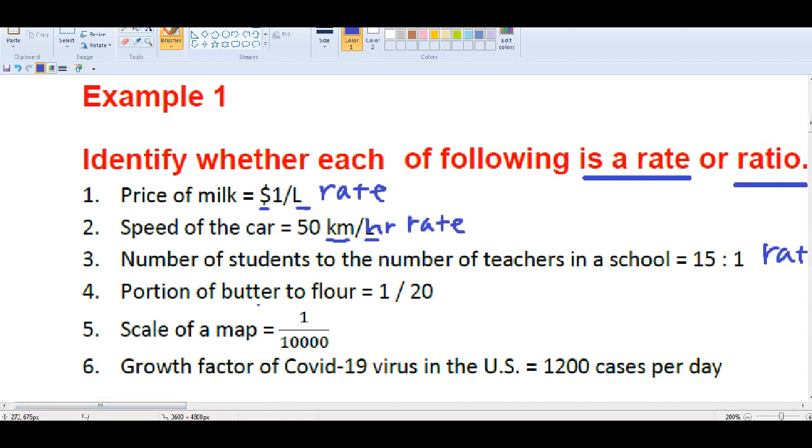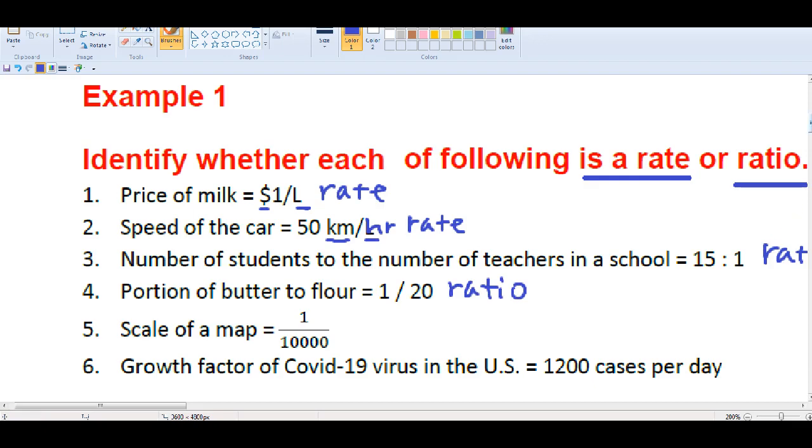Okay, so portion of butter to flour. Portion means you understand that it's like part of something, right? So butter to flour is 1, so that's another way to write the ratio 1 to 20. Both butter and flour, possibly you could use the mass in grams or volume in liters. Since there's no unit, it's a ratio, right?